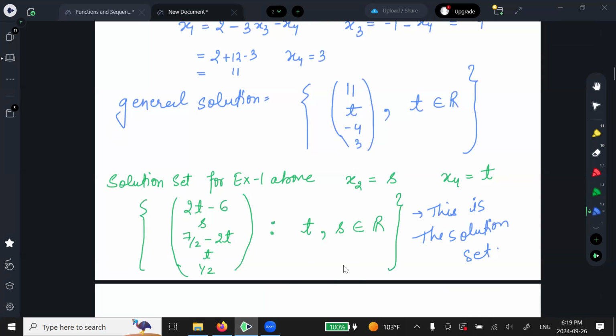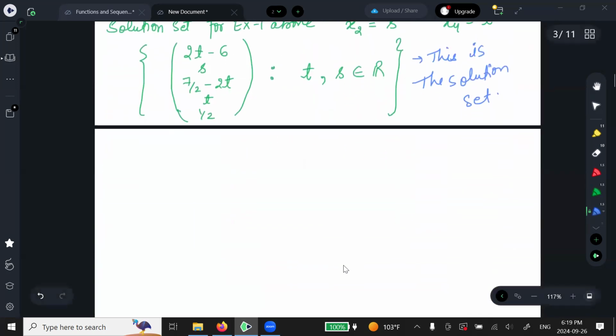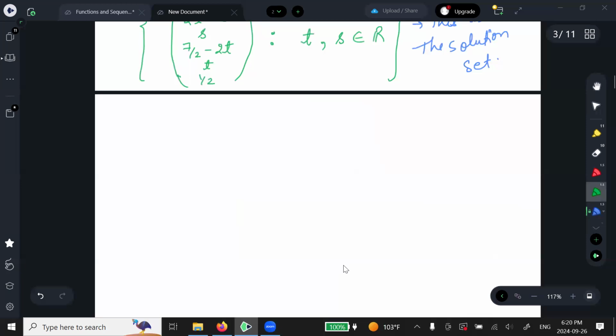Okay, let's move on to chapter 2. So chapter 2 was all about matrices.